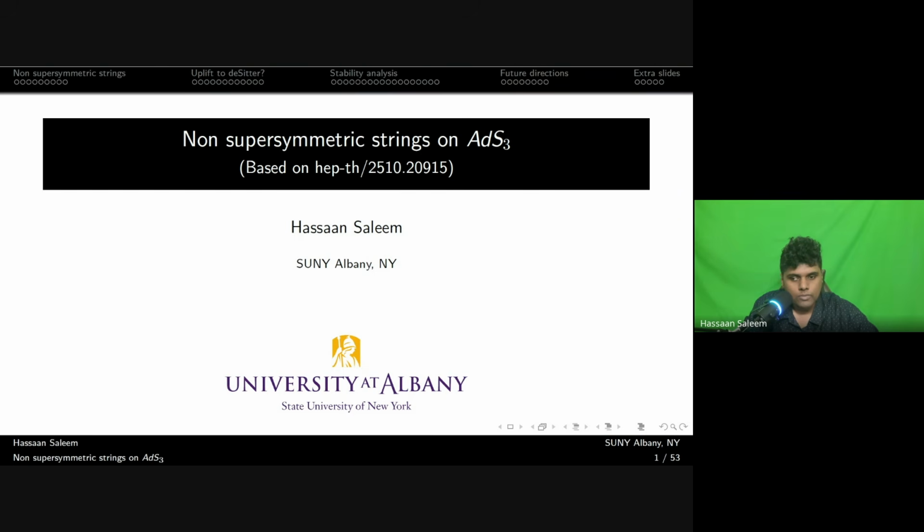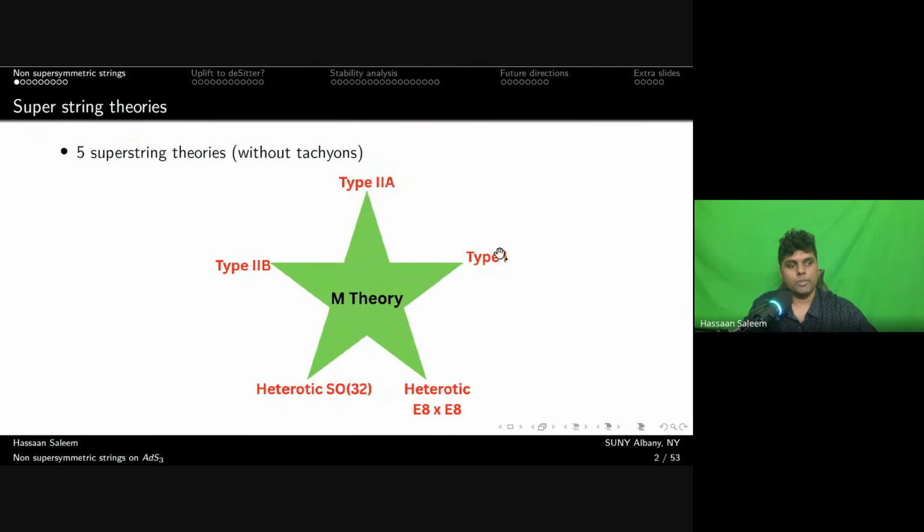So let's start from the common lore about superstring theories. From popular science, most people know that there are 5 superstring theories without tachyons, and they are called type 1, type 2A, and type 2B, and there are 2 heterotic theories. All of these theories are supersymmetric. They're called superstring theories, and they don't have tachyons.